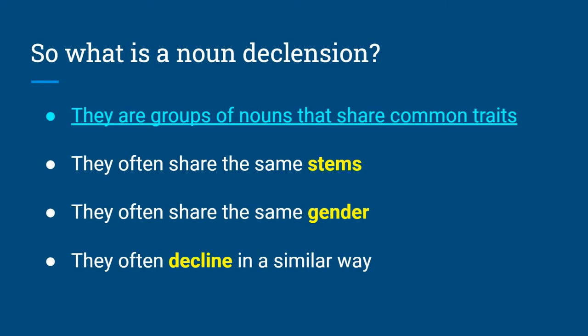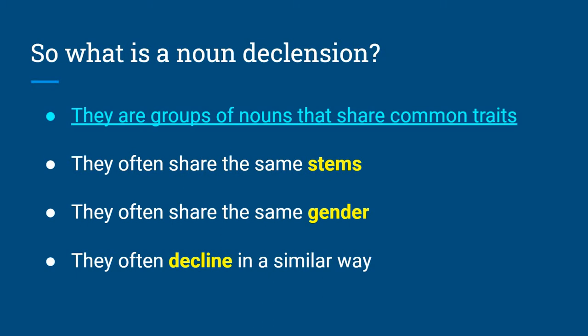Okay, so before we talk about the third declension, let's ask what is a noun declension in the first place. In the simplest possible terms, a declension is a group of nouns that shares common traits. This breaks down into three main categories. Firstly, nouns of a declension often share the same stems. We can see this in the first declension, where nouns share an A stem ending in A, like ancilla and puella. This is the basic part of the noun that we will then go on to add endings to.